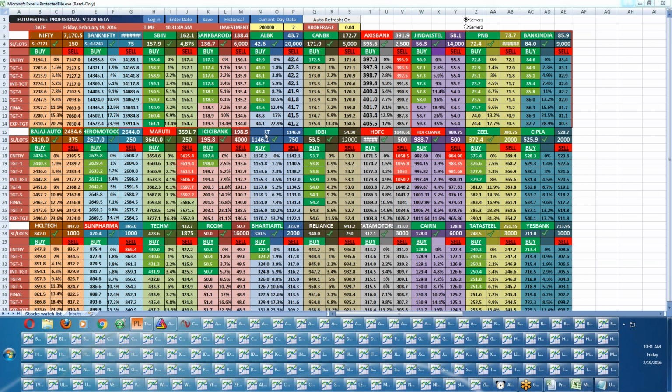So L&T, possibility of a stop loss. We had a buy call at 1150. 1146 is your stop loss. So you'll lose around 4 rupees there.